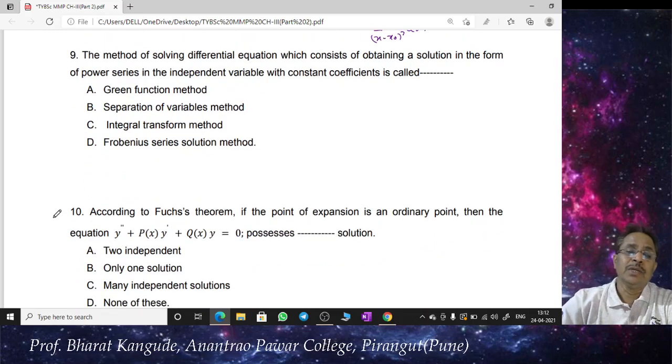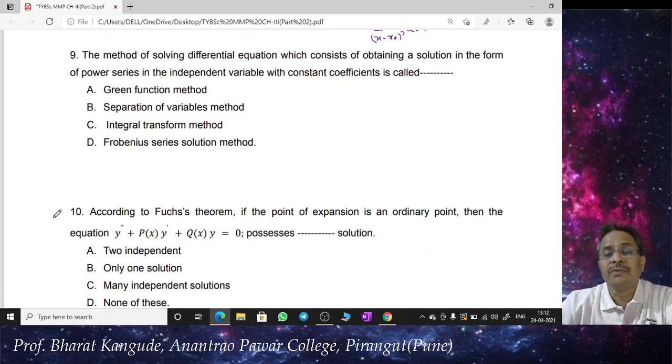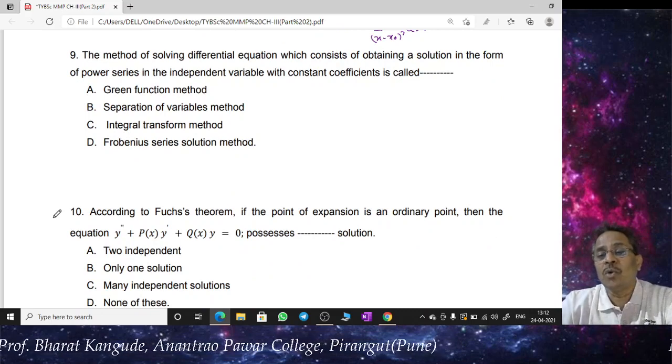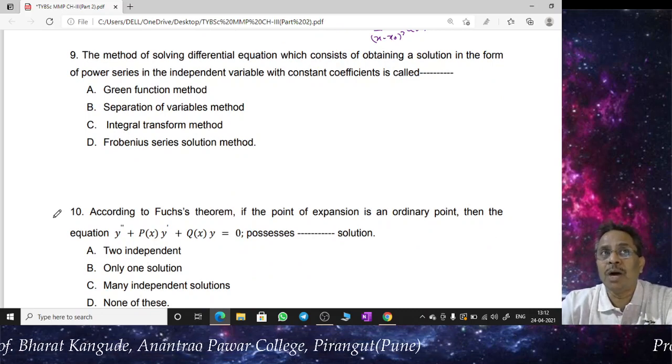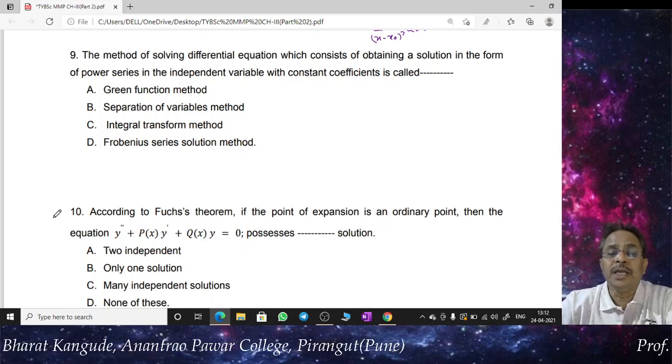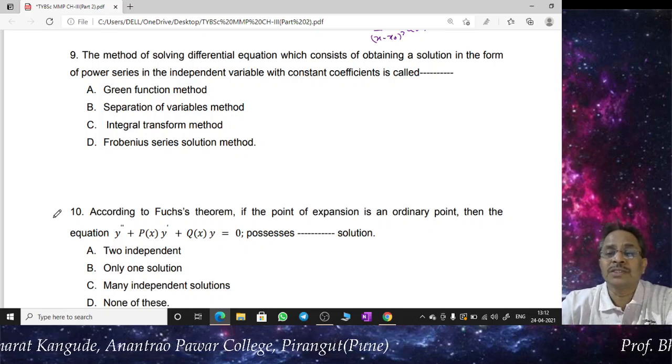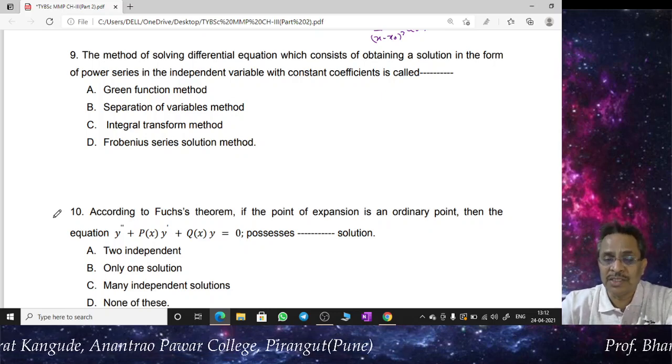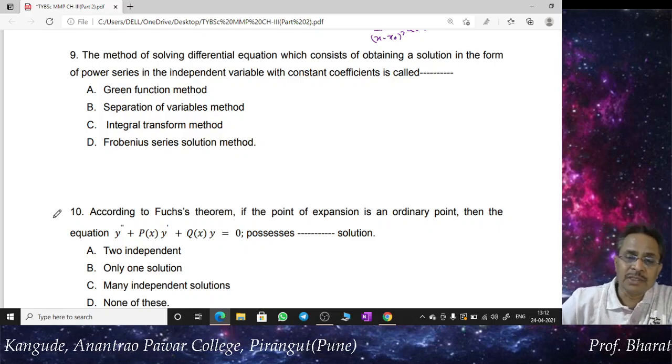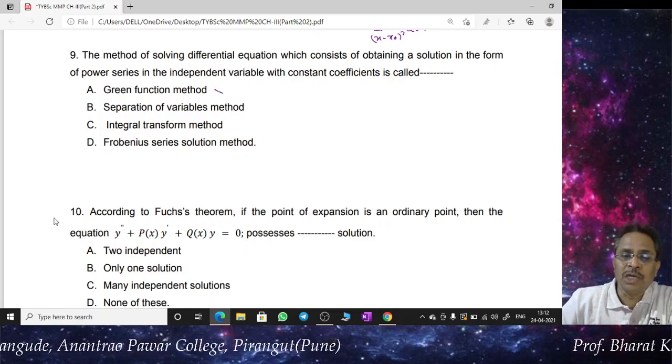Question number 9. The method of solving a differential equation which consists of obtaining a solution in the form of a power series in the independent variable with constant coefficients is called. Okay, this is straightforward. Green function method is not it, it is totally different.